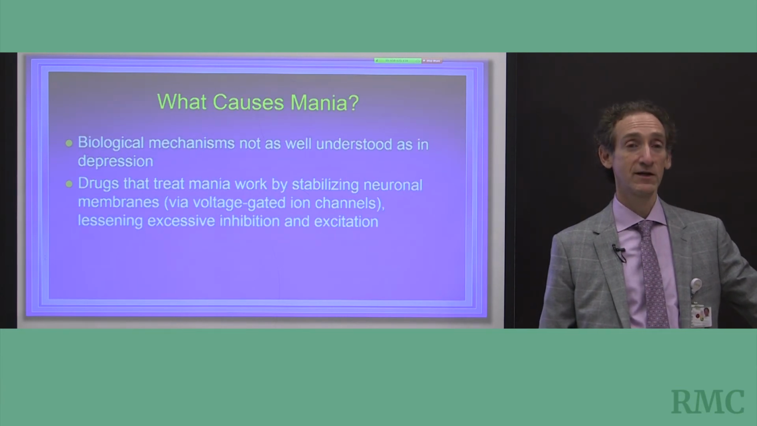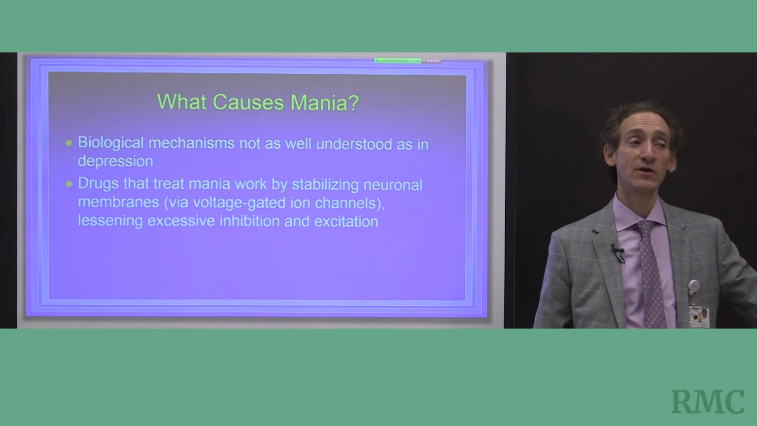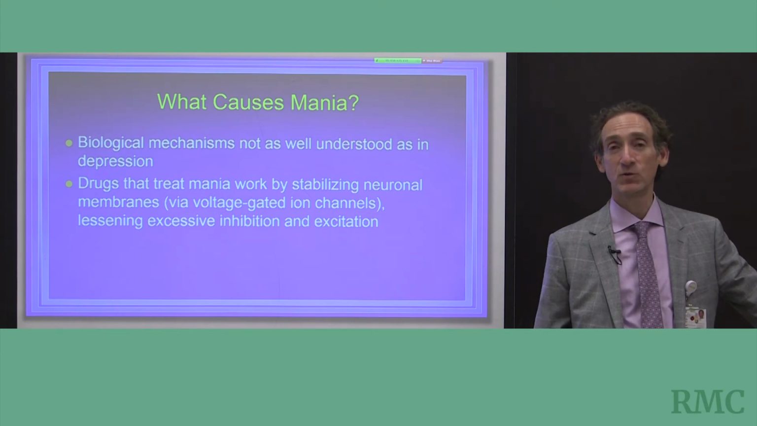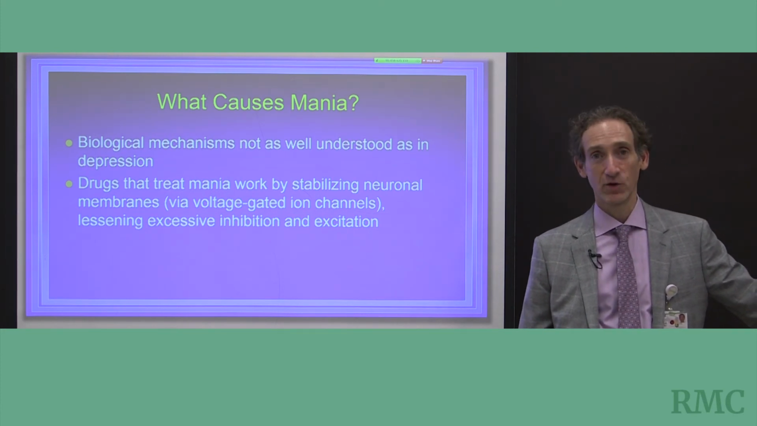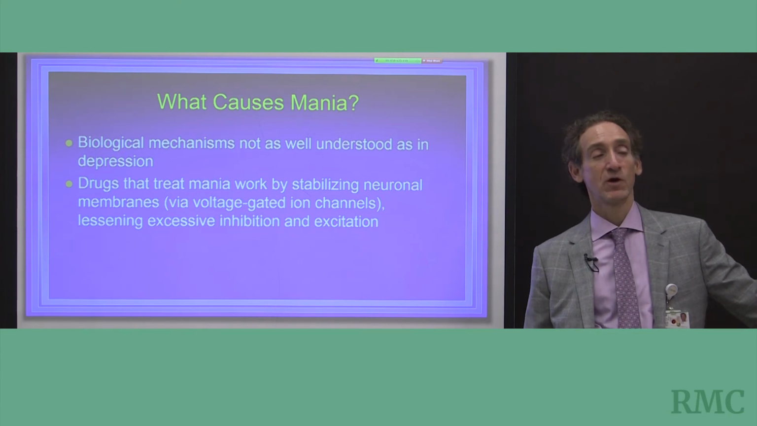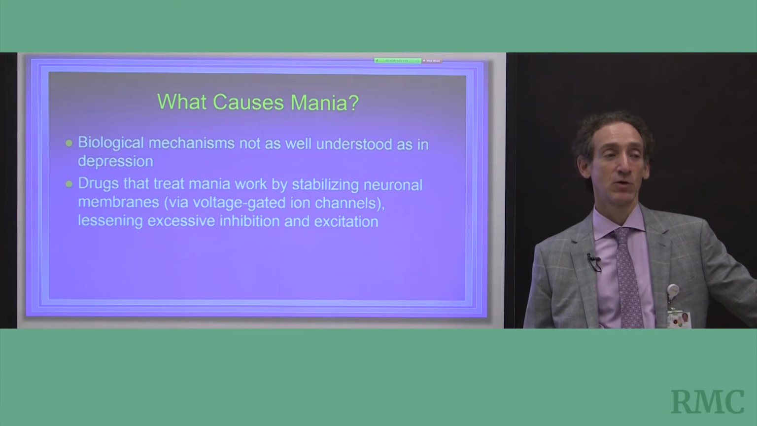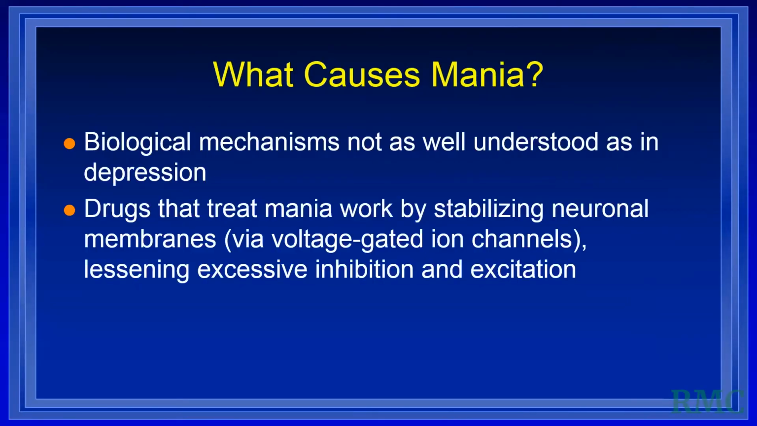What causes mania? We don't really know. The biological mechanisms are not as well understood as in depression. The drugs that treat mania work by stabilizing neuronal membranes. So a lot of the anticonvulsants, valproic acid, carbamazepine, work via voltage-gated ion channels to slow down neuronal transmission in the areas of the brain that are associated with mood regulation.